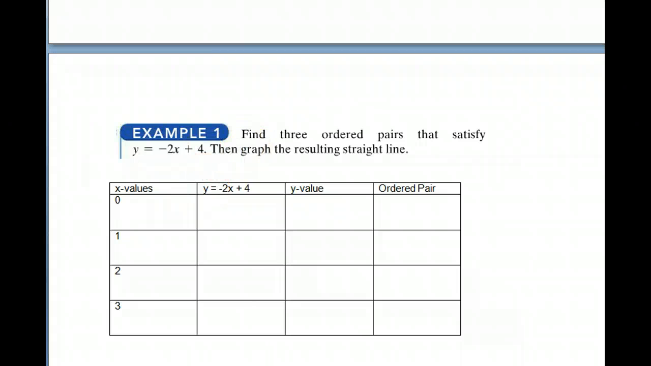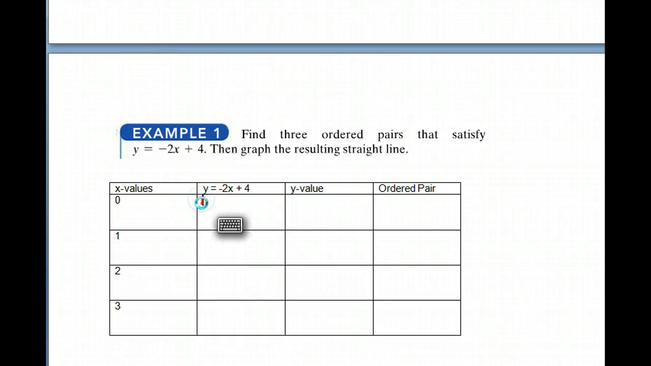So we're going to find 3 ordered pairs that satisfy the solution. I put in 4. You don't have to do all 4. I just picked 0, 1, 2, and 3 and plugged them into my chart. You can choose to do 3 or 4. It makes no difference. That satisfy the equation y equals negative 2x plus 4, and then we're going to graph the line. So remember, all we're going to do is plug in the x values for x and solve for y.